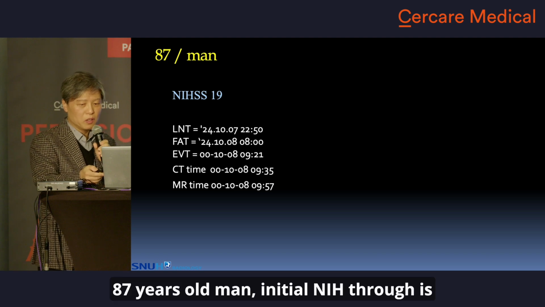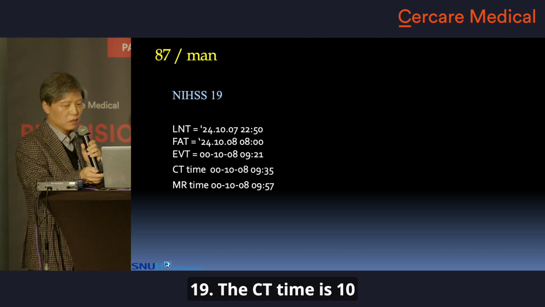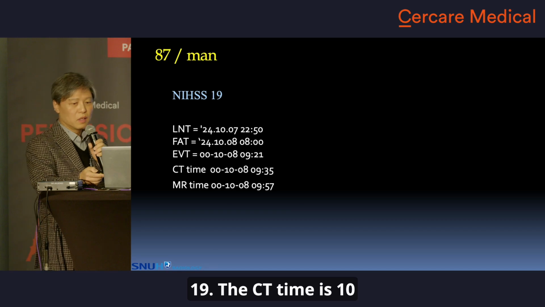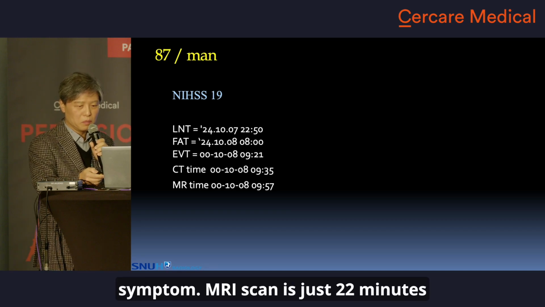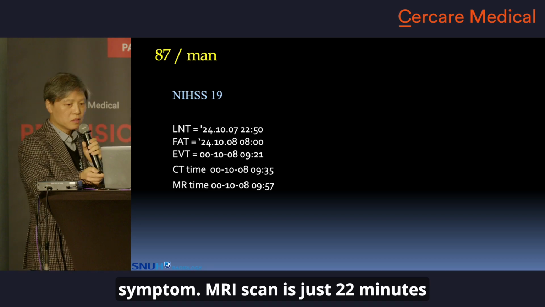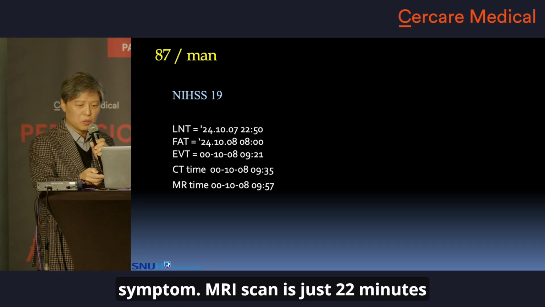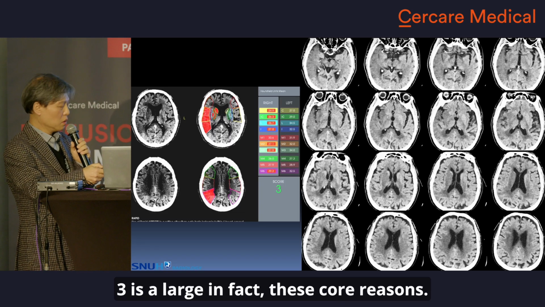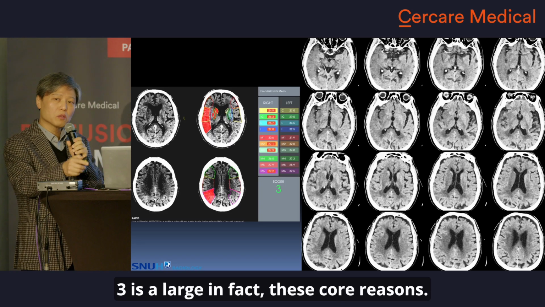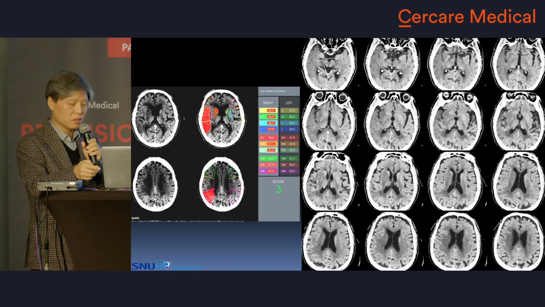An 87-year-old man, initial NIH stroke scale 19. The CT time was 10 hours 40 minutes after onset of symptoms. The MRI scan was just 22 minutes after the CT scan. This is the ASPECTS score. 3 means a large infarct core lesion.